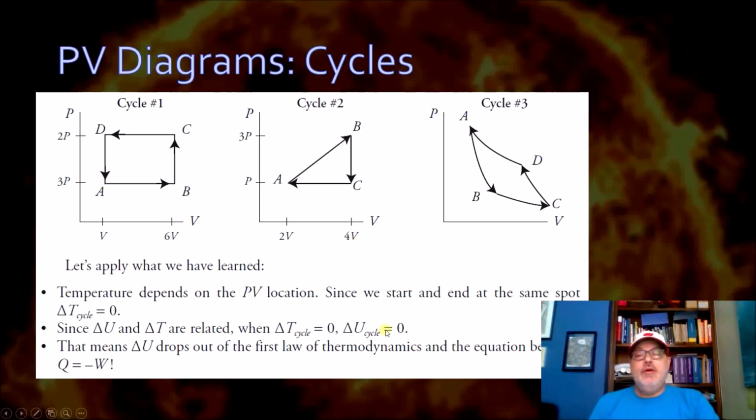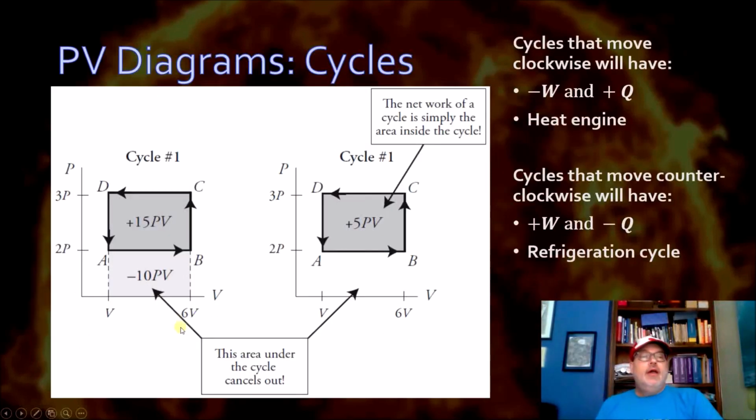So therefore, there is no internal energy change for a complete cycle when we end up back where we began. That means that delta U drops out of the equation, and we end up with Q equals negative W. Another thing to remember about a cycle is that we can use the area to figure out the work.